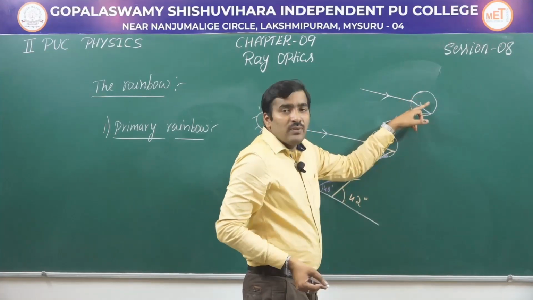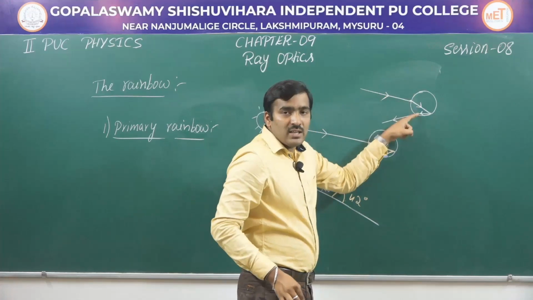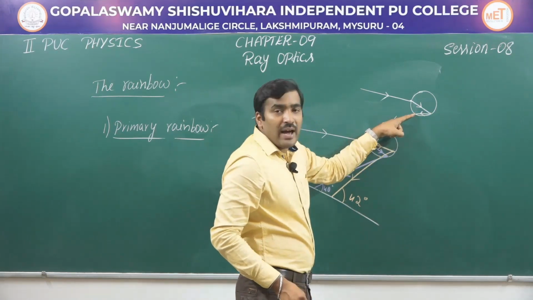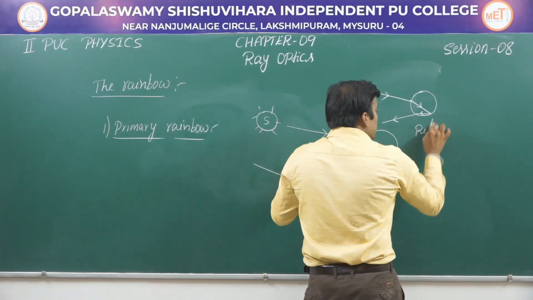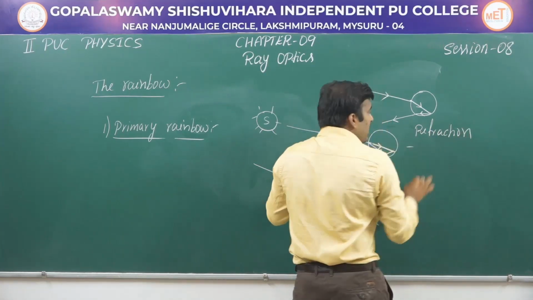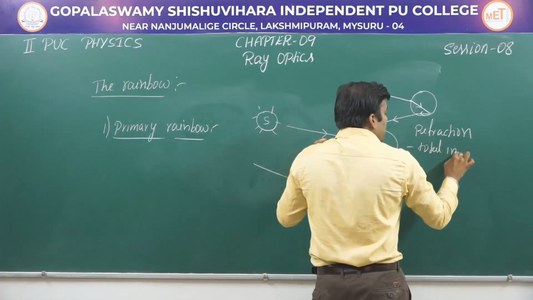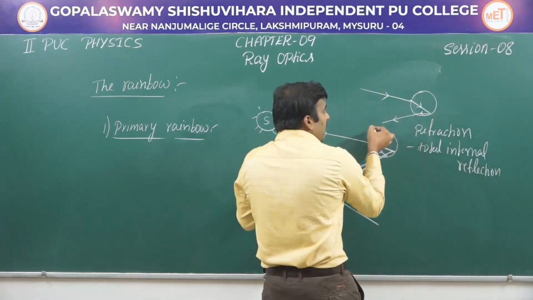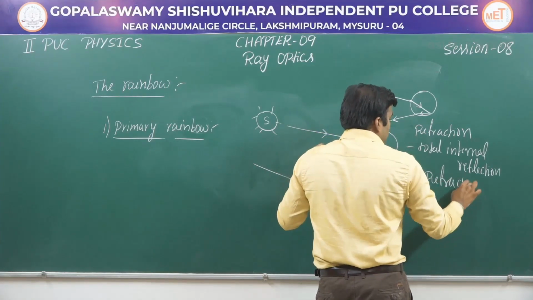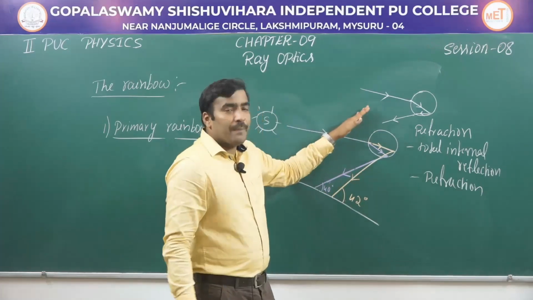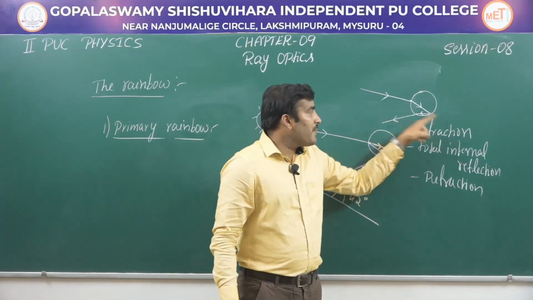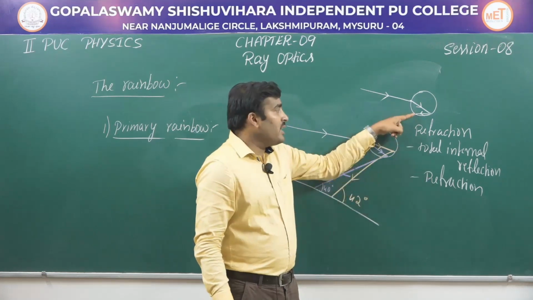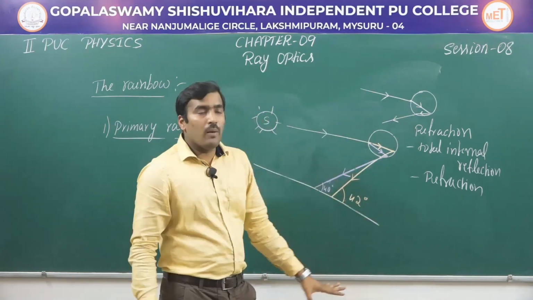So a rainbow formation is a 3-step process, correct? First refraction takes place here, then a total internal reflection here, and again a refraction here. Refraction, then it is followed by total internal reflection, and finally while coming out of this, one more refraction. So the formation of a primary rainbow is a 3-step process. First a refraction, then total internal reflection, and then a refraction again at this point. This is how a primary rainbow is going to form.